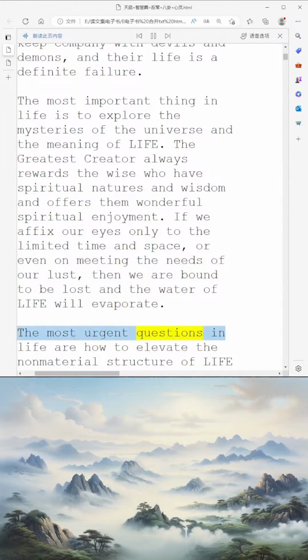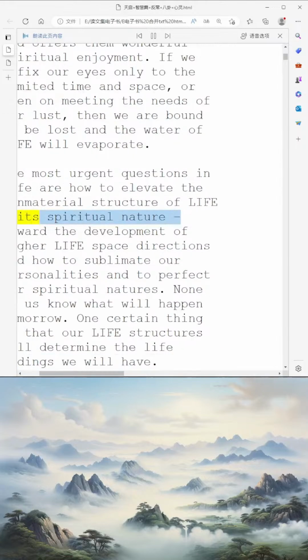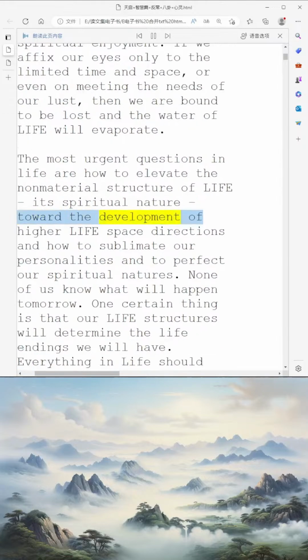The most urgent questions in life are how to elevate the non-material structure of life, its spiritual nature, toward the development of higher life space directions, and how to sublimate our personalities and to perfect our spiritual natures. None of us know what will happen tomorrow. One certain thing is that our life structures will determine the life endings we will have.